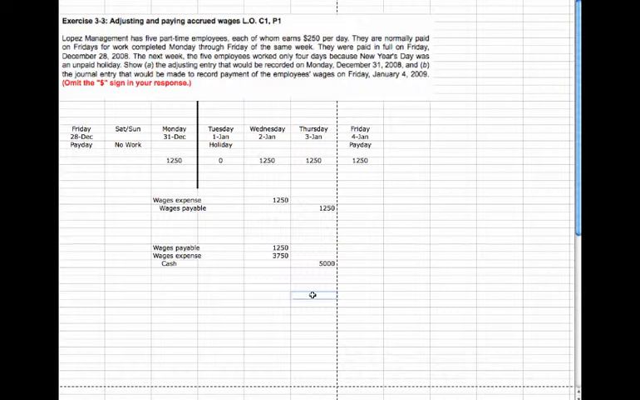So this journal entry here, the debit wage expense, credit wages payable, is for 1 year. This adjustment here, or recognizing the payment plus the adjustment, would decrease the liability, increase the expense, decrease the cash. So that's the journal entries that we'd have to make for timing purposes. Okay, so let's go on to the next problem.